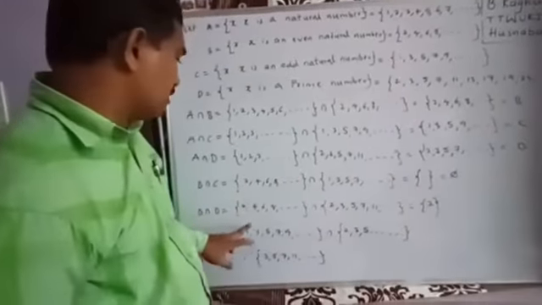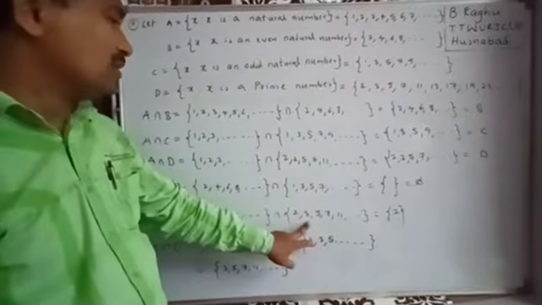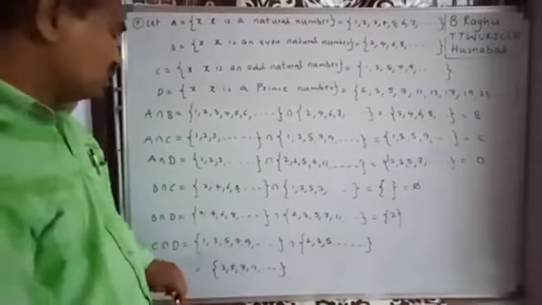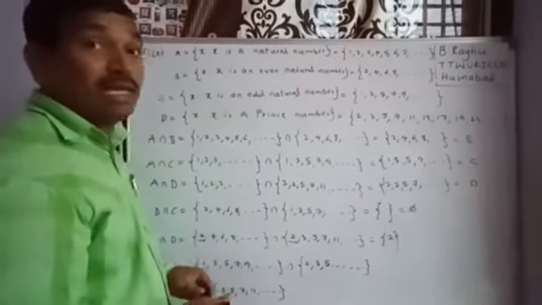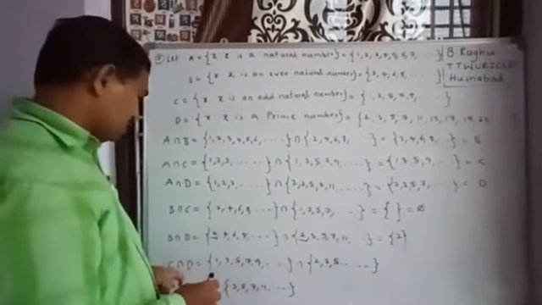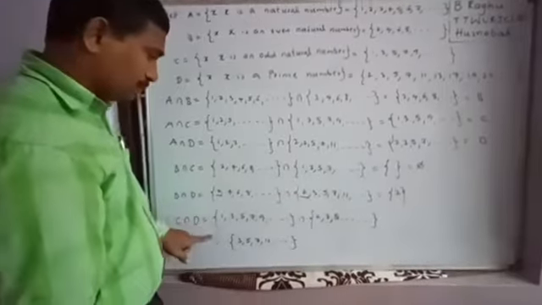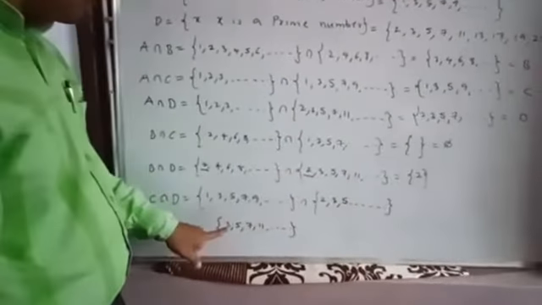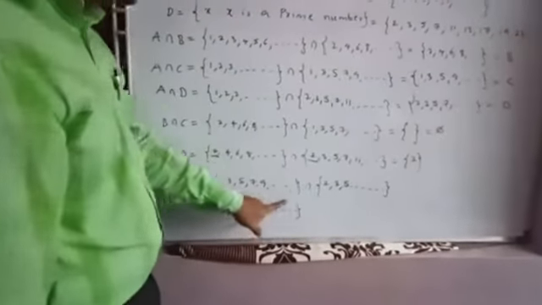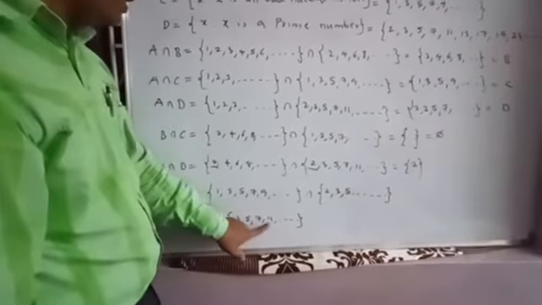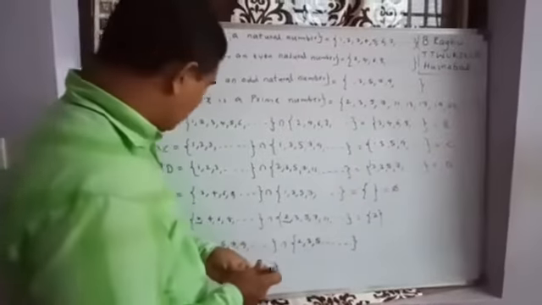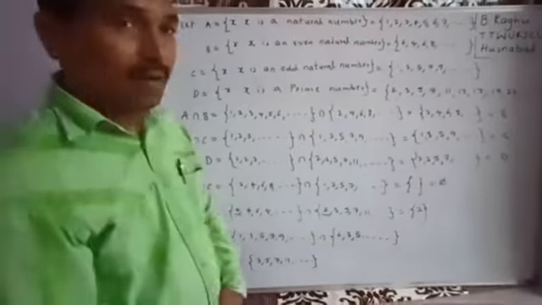Here B intersection D. B is the set of even numbers. D is the set of prime numbers. So what is the common element? 2 is the only common element. So 2 is the only even prime number. Next C intersection D. C is the set of odd numbers. D is the set of prime numbers. What are the common elements? 3, 5, 7, 11. Okay. These are the problems on finding the intersection of sets.